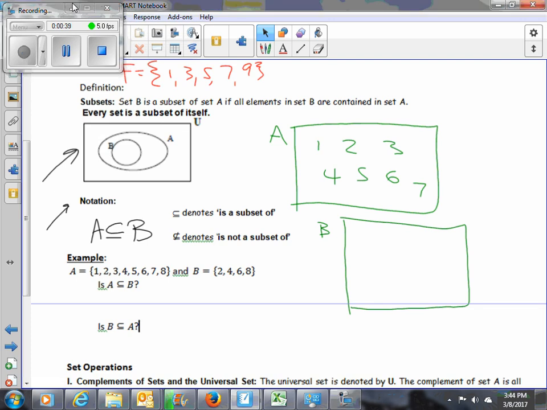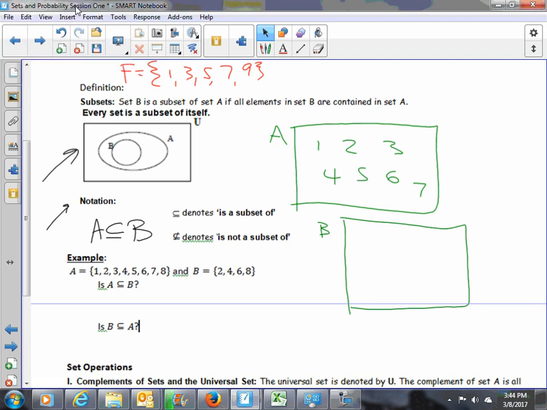Now what we've come to now is the next topic, which is subsets. Now, it's a pretty simple concept. If you have two sets, a set A and a set B, then set B is considered to be a subset of A if every element that is in set B is in set A.